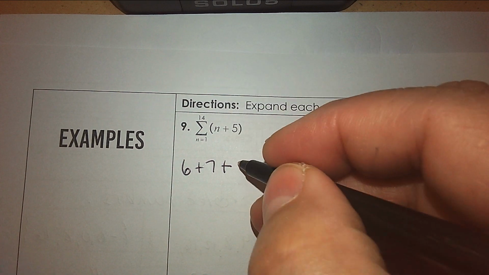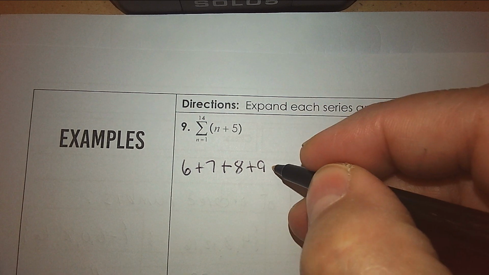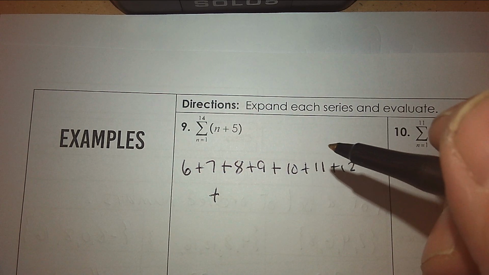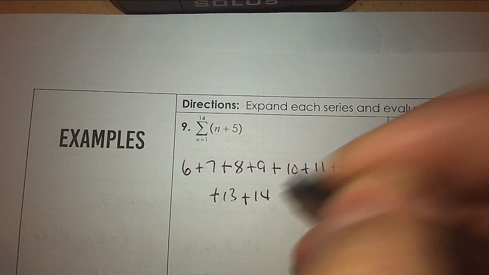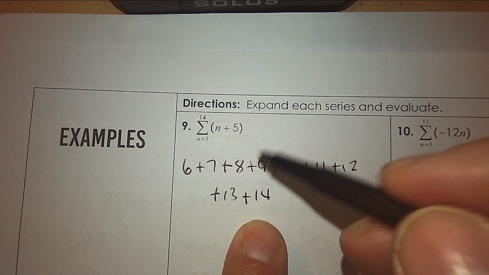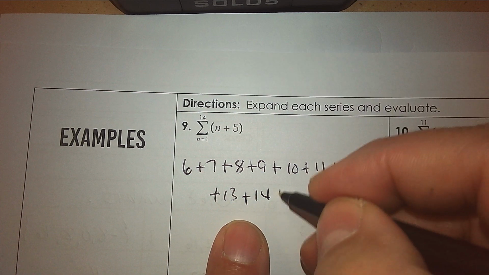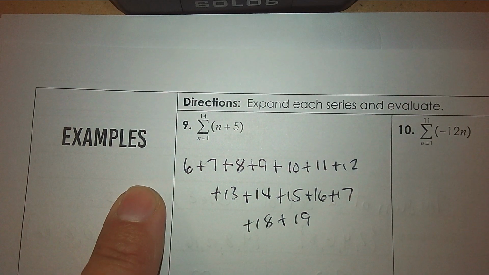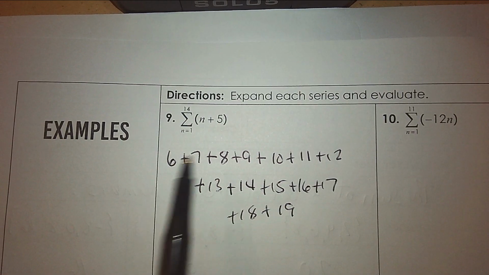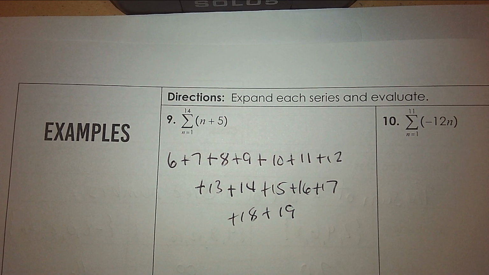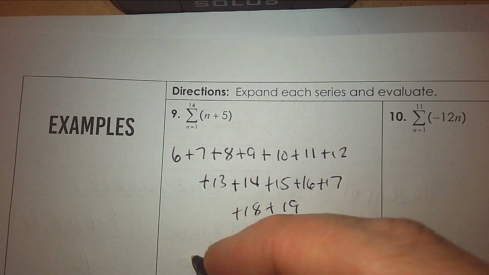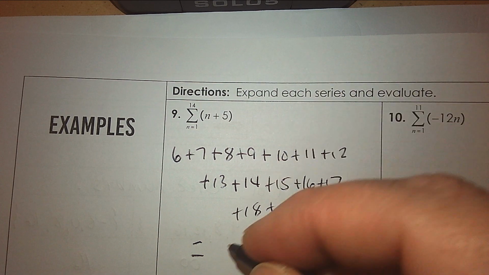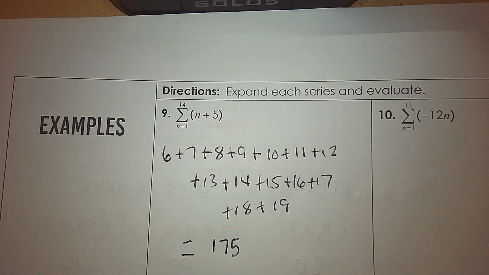So it's 6 plus 7 plus 8 plus 9 plus 10 plus 11 plus 12 plus, I don't know when to stop. Do you know when to stop? Do I stop at 14? No, well, the 14th term, but not the number 14, right? Now, add them up. Of course, I have to know how many terms should be here when I count them. There should be 14. And then add it up. And it's 175.